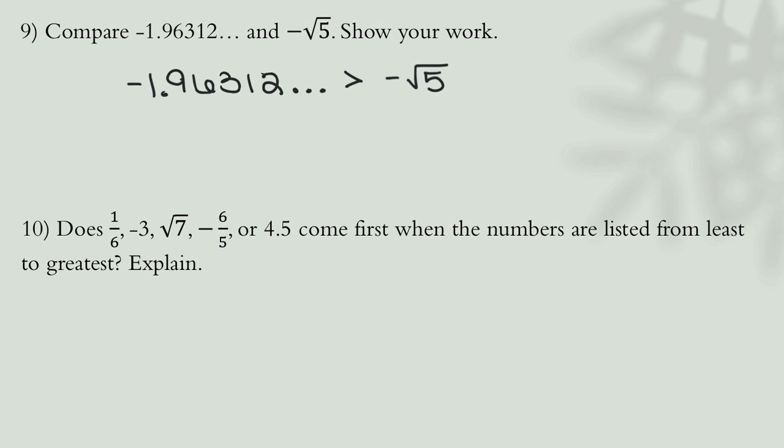Okay, which of those numbers is going to come first when listed from least to greatest? The negative 3 is the smallest. You are correct.